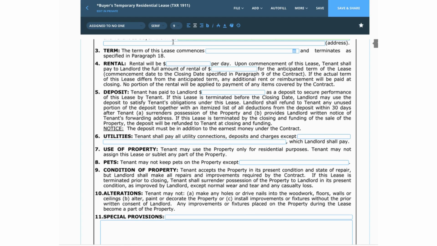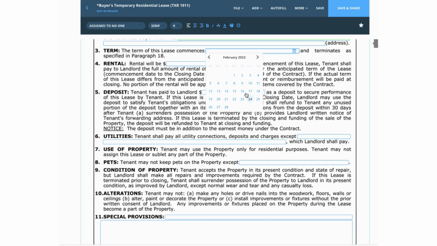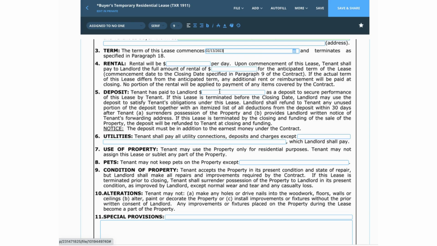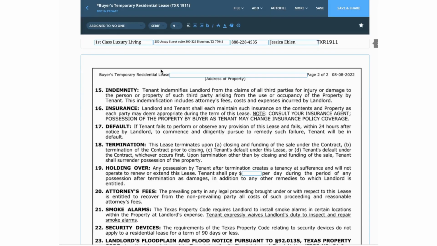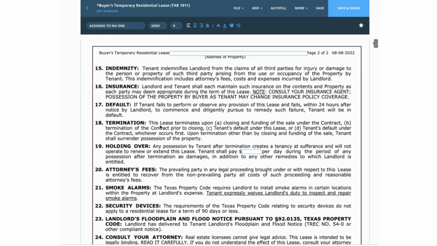And now we talk about term. The term of the lease commences. This is when you're going to allow them to move in. The day, like if they close on the 24th, you let them move in on the 13th. That's what you're going to put in terms as specified in paragraph 18. Well, paragraph 18 is down here. We'll get to it.